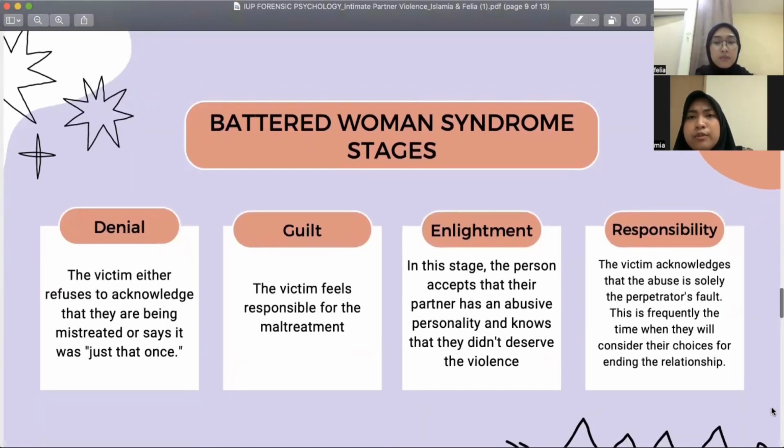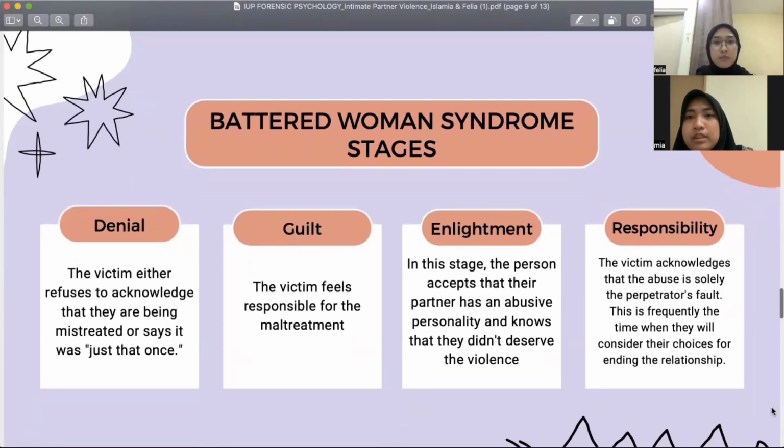And there are four stages of the battered woman syndrome. The first one is denial. In this stage, the victim either refuses to acknowledge that they are being mistreated or says it was just that once. And the second stage is guilt. The victim feels responsible for the maltreatment, possibly because, as mentioned earlier in the stages of the relationship, there may be a time where the victim was blamed over and over again.